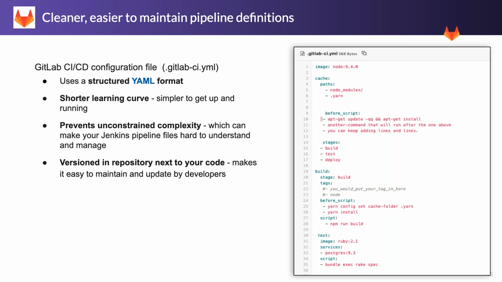So while the runner is running the CI/CD jobs, here is a look at how the GitLab CI/CD configuration looks. It uses a structured YAML format, easy to learn, and it prevents complexity because all of the logic does not exist in the YAML format. And of course, it's versioned. Also in Jenkins, it's versioned. You can edit it in your IDE, and it's part of the repository. On the right side, you can see an example of a script, a YAML file actually.